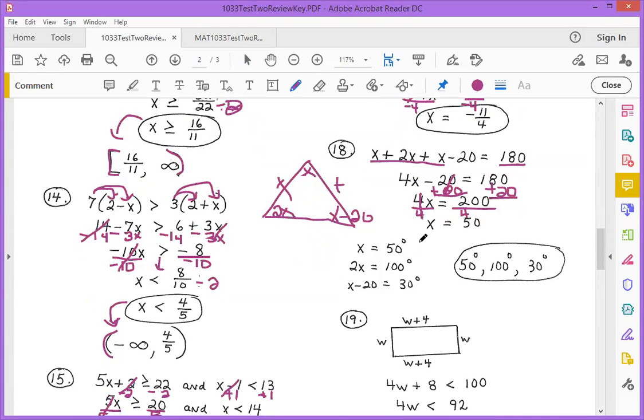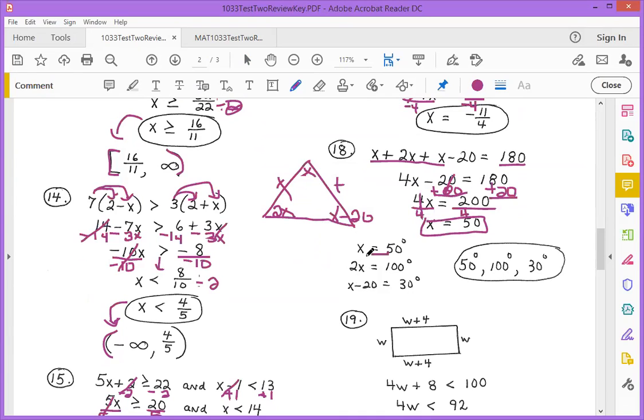So the 4's will cancel over here on the left. 200 divided by 4 gives us 50. So x equals 50. But we won't stop there, right? Because x is just one of the angles. We still have to find the second and the third angle.